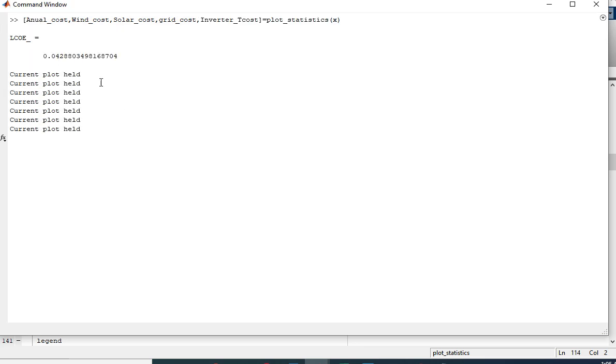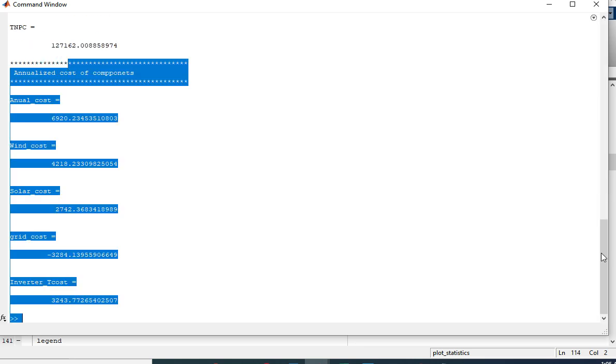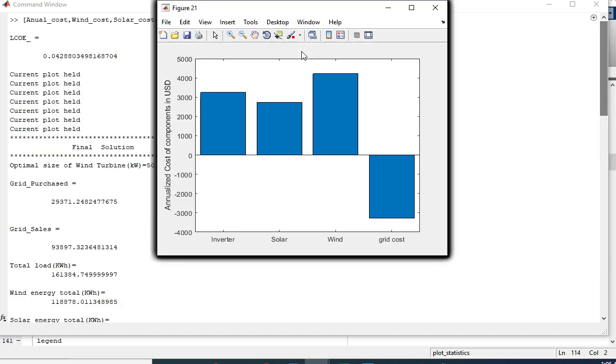So actually the levelized cost of energy is 0.042. Let's see first the figures, what the figure is displaying. In the results, starting from the reverse side, this is the annualized cost of each component: the inverter cost, the solar cost, the wind cost, and the grid cost. The grid cost is on the negative axis, because more energy is sold to the grid and less energy is purchased from the grid, so the cost will be negative. It means the grid has to pay us.